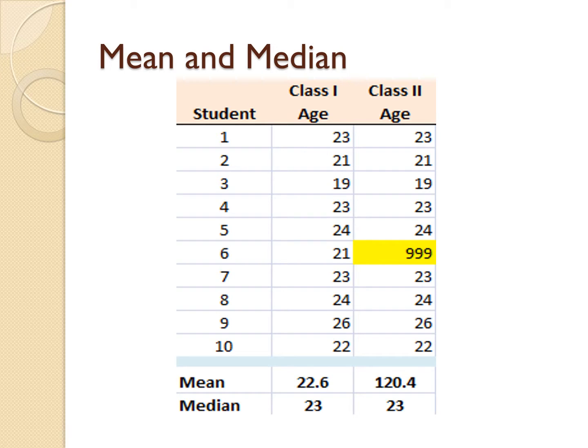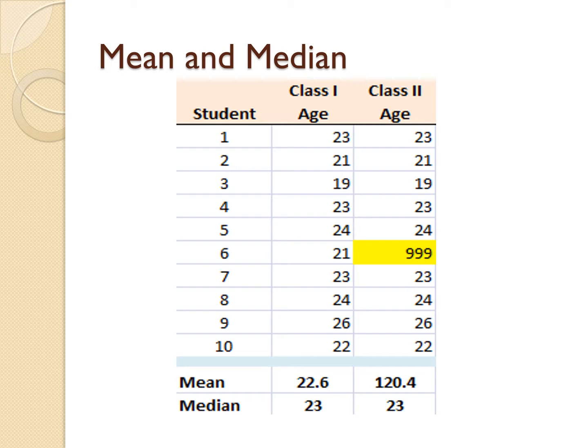If we calculate the average age of the students in class 1, which is calculated as the sum of the age of each of the 10 subjects divided by 10, which is the number of students in the class, it would be 22.6. However, if we calculate the mean for the class 2 subjects in a similar way, the mean would come out to be 120, and this is because the mean is affected by the outlier, which is 999.